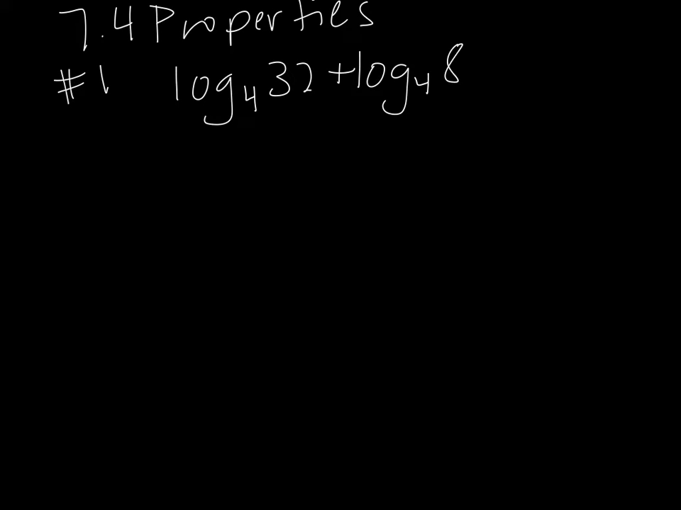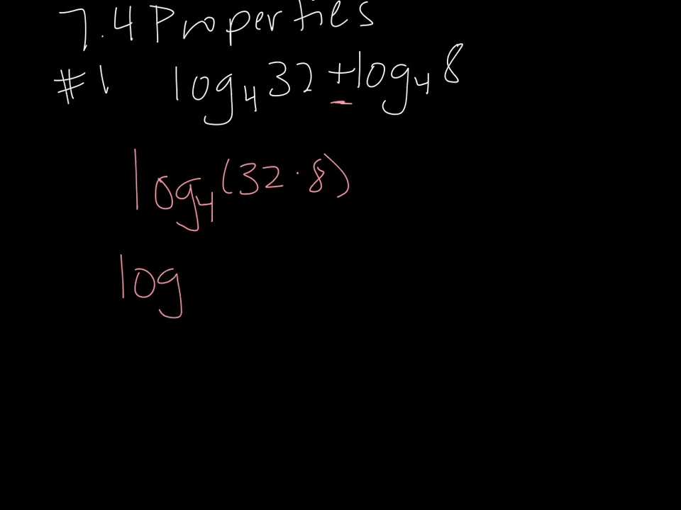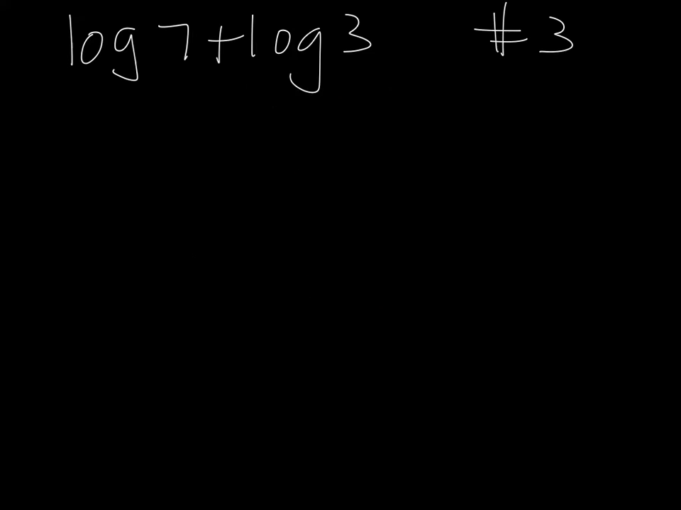Then the 7.4 properties. Again, this is where you have to look at those notes. So if I'm adding right here, that would be multiplying. So I have log, my base here does not change. So it's still going to be base 4. And that would be 32 times 8. And if I did 32 times 8, I would get 256. Again, you want to check to see if this will be a nice number, just getting 256. And if I plug that into my calculator, I would get 4. So my answer here for this one is 4.